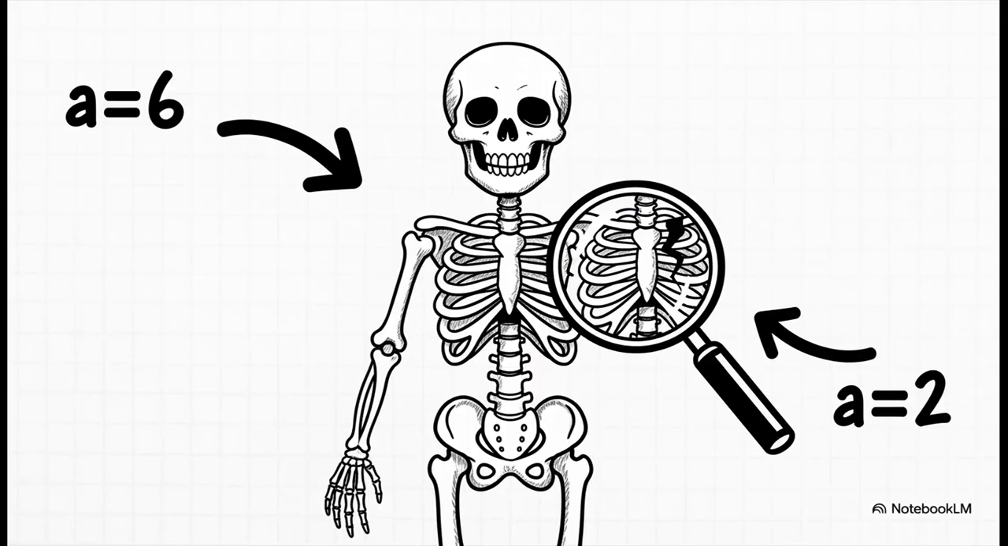As it turns out, the exact same thing happens if a is equal to 2. So the final answer to puzzle number 2 is that this transformation has a defective skeleton. It's not diagonalizable. When a is 6 or 2, we found the bugs in the code.